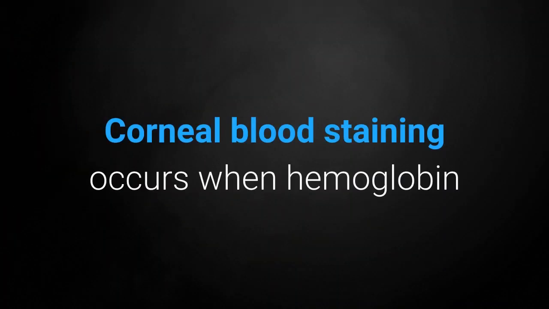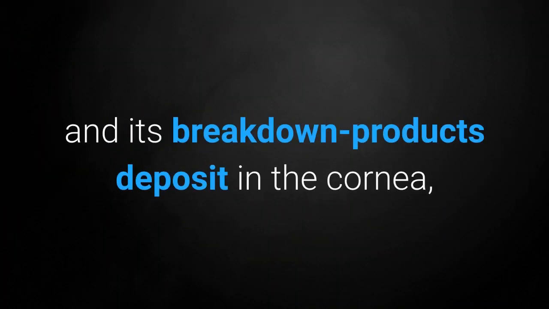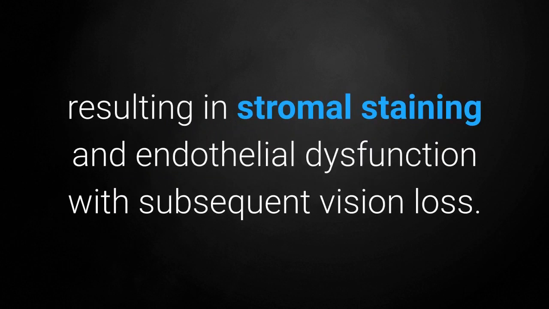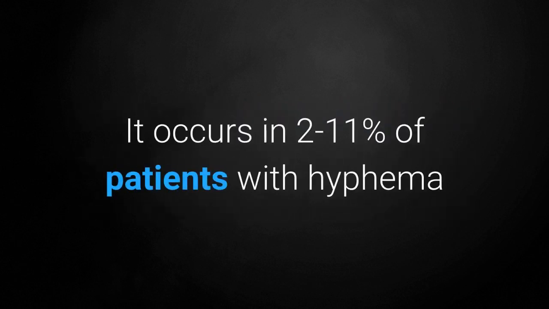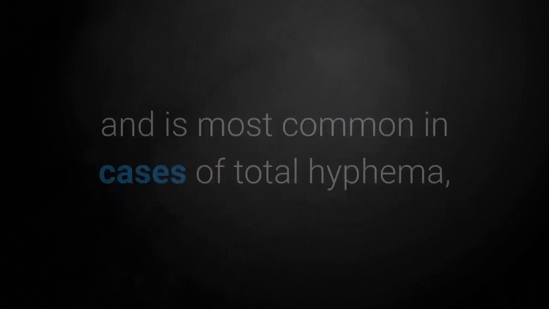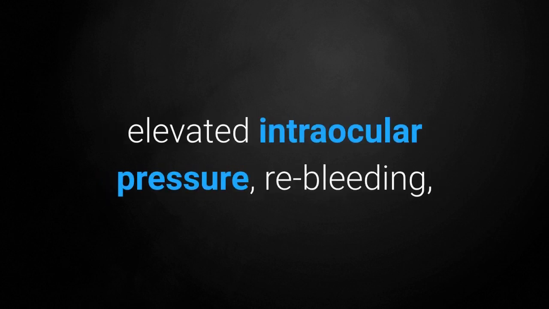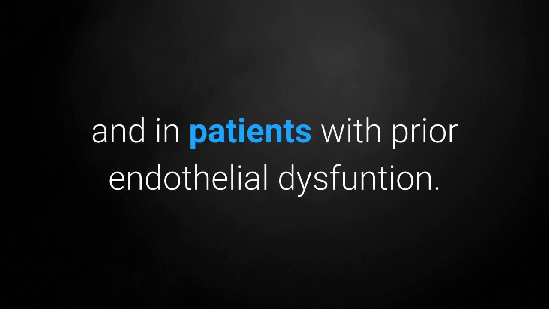Corneal blood staining occurs when hemoglobin and its breakdown products deposit in the cornea, resulting in stromal staining and endothelial dysfunction with subsequent vision loss. It occurs in 2 to 11% of patients with hyphema and is most common in cases of total hyphema, elevated intraocular pressure, rebleeding, and in patients with prior endothelial dysfunction.